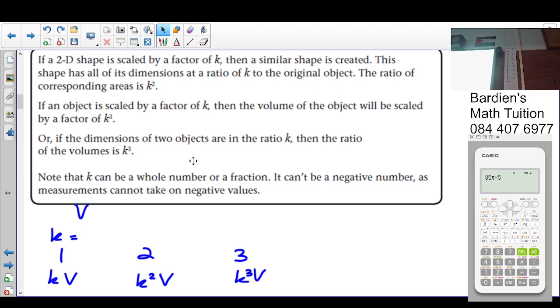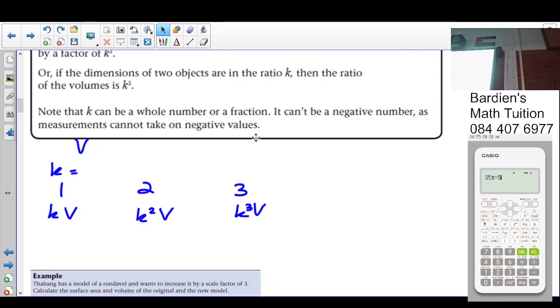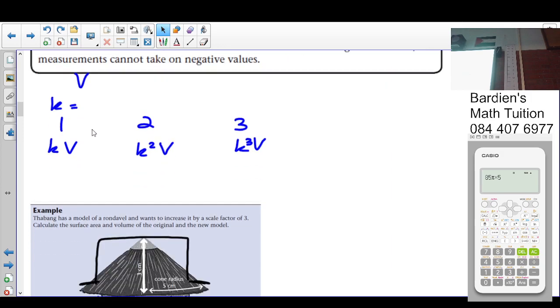If a 2D shape is scaled by a factor of k, then a similar shape is created. This shape has all of its dimensions at a ratio of k to the original object. The ratio of the corresponding areas is k squared. So area is 2 dimensions, that's why k squared. When an object is scaled by a factor of k, then the volume of the object will be scaled by a factor of k cubed. Okay, and we spoke about this and we said that k can be a fraction as well, however k can't be a negative number.